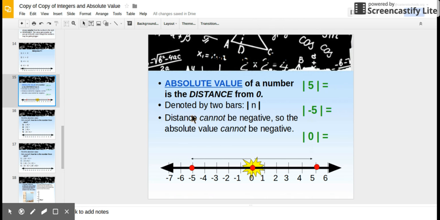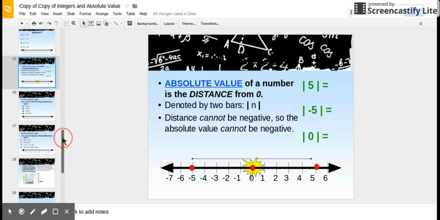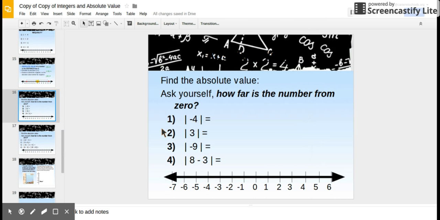All right, the absolute value of a number is its distance from 0. So the number of spaces it is away from 0. The absolute value of 5 would be 1, 2, 3, 4, 5 spaces away from 0. The absolute value of -5 would be, again, 1, 2, 3, 4, 5 spaces away from 0. So that's what these two bars mean. These two bars mean absolute value. And distance can never be negative, okay? Distance is always positive.